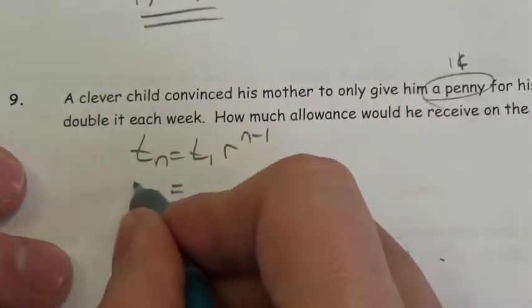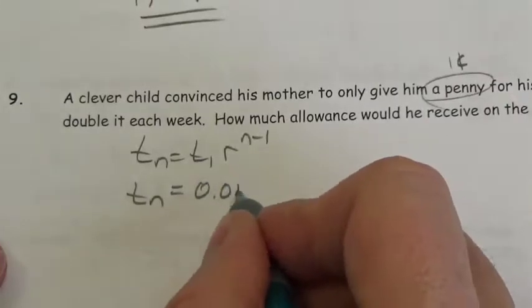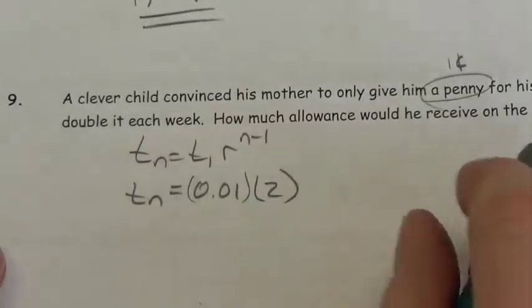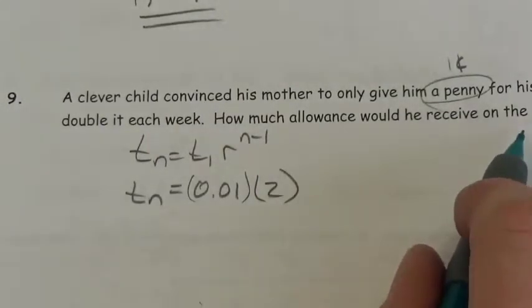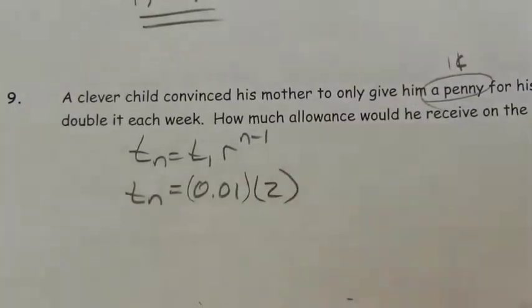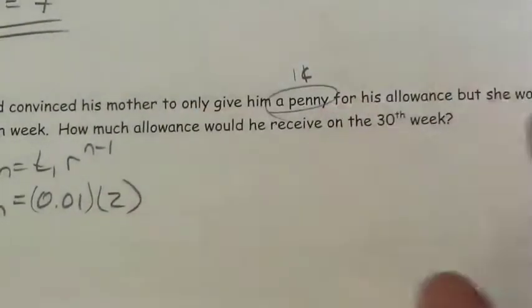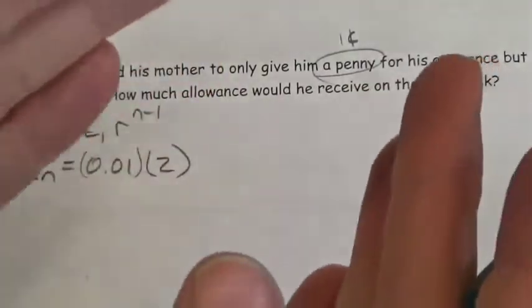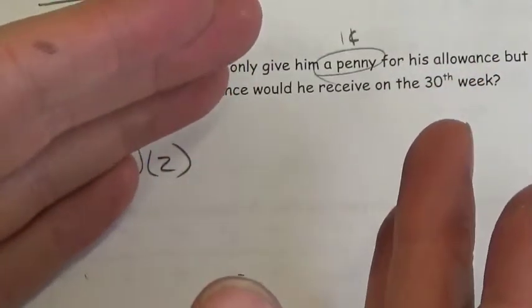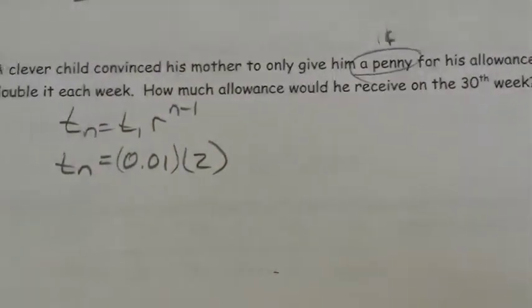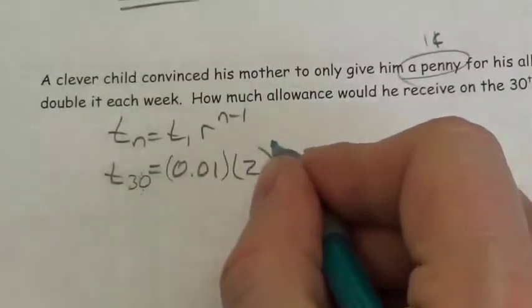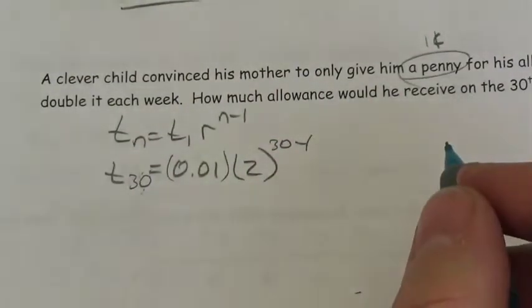Now, we know that this clever child is only getting a penny to start off with, but that it's doubling. And this time we're going to do it on the 30th week, okay? Now, I appreciate how this is worded here. It doesn't say 30 weeks later, it says on the 30th week. So the very first weekend when he gets his 1 cent allowance, that's being counted as week one. So we can plug in 30 for N. So 30 minus one there.